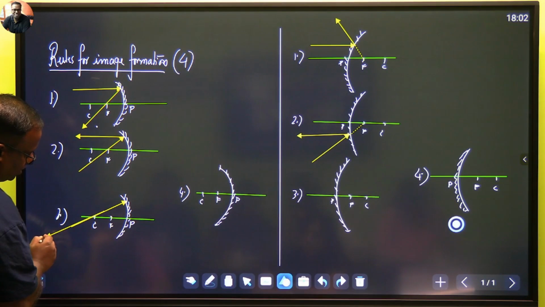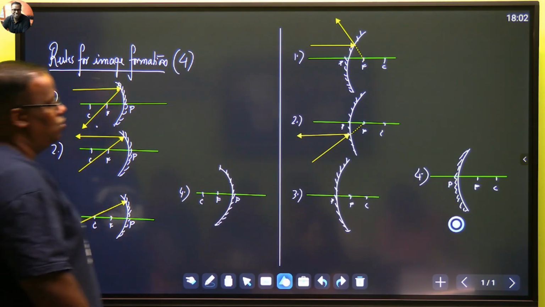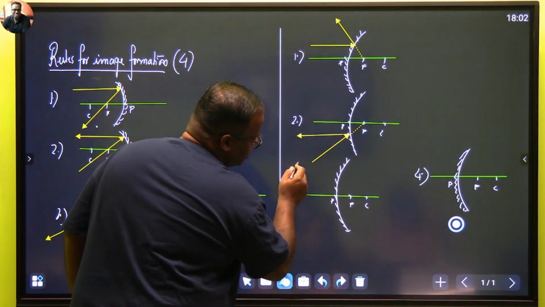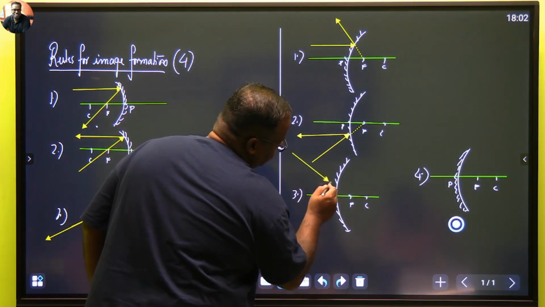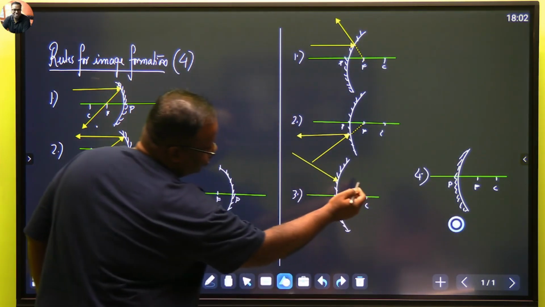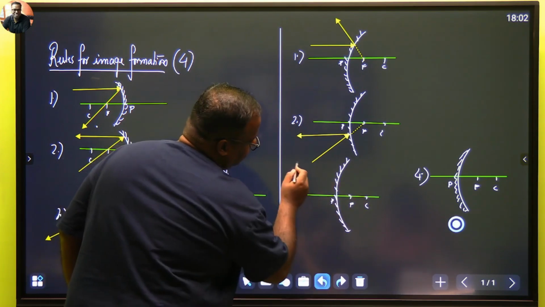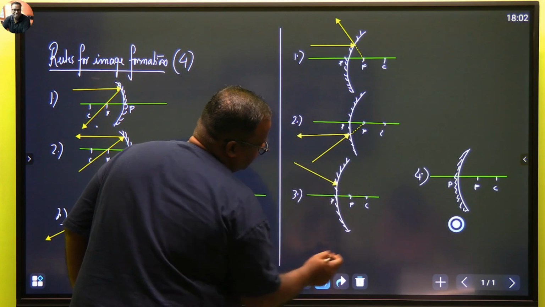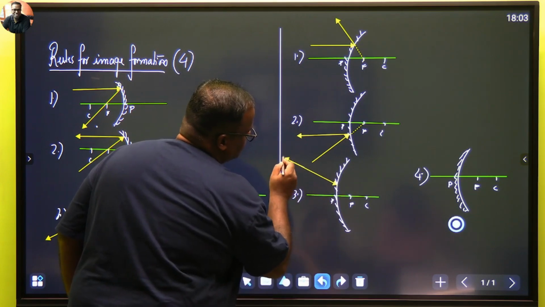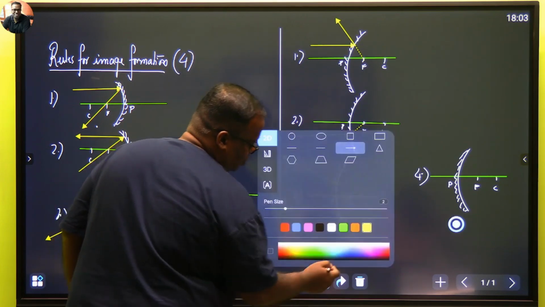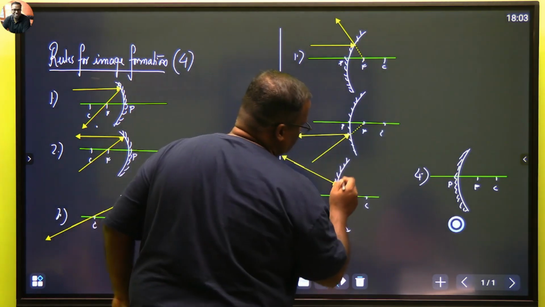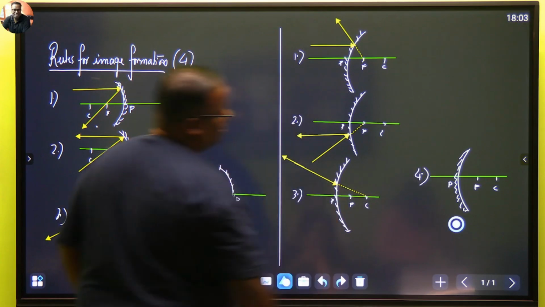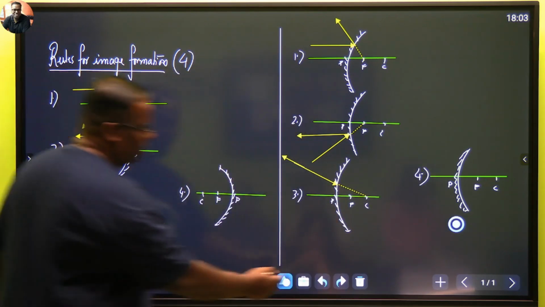Comes back along the same path. So how do you do it here? A ray which is directed at the center of curvature. You could have done it from the bottom portion also, which is directed at the center of curvature. It comes back on the same path. So I should show the direction also. It's like this.